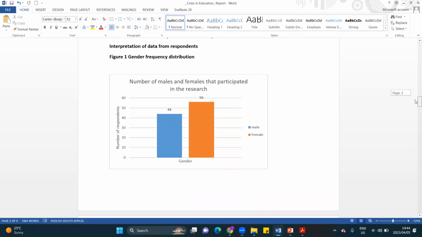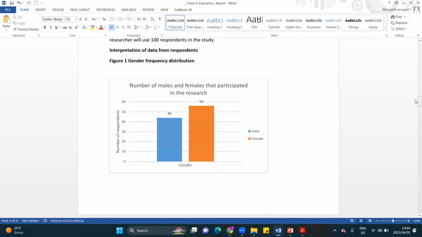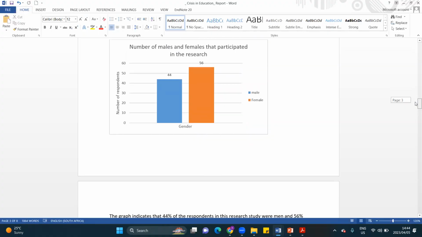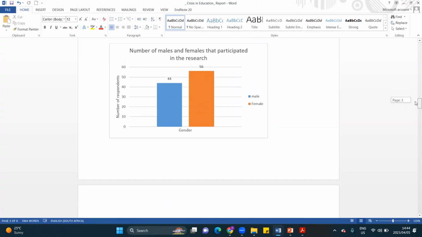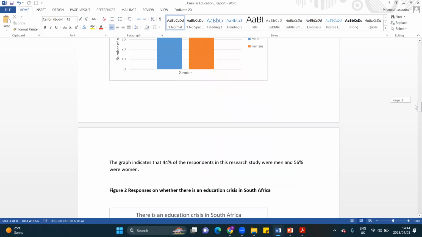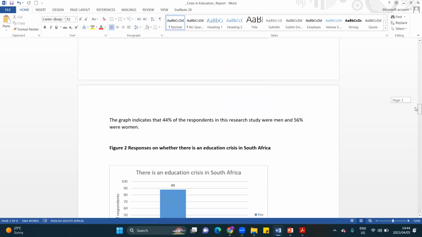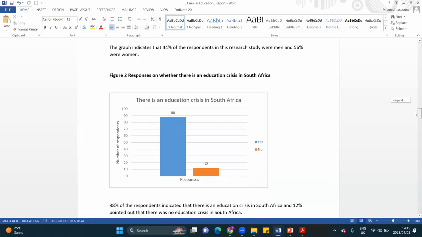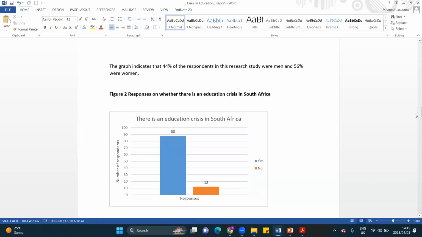And just to show you how the learners now recorded their responses to the questions. The learner doesn't have an example. So the first one, they're comparing the males and females. So here the learner is clearly looking at gender as a factor in the study. And then the response, the analysis of the graph: 44% of the responses were men and 56% were women.